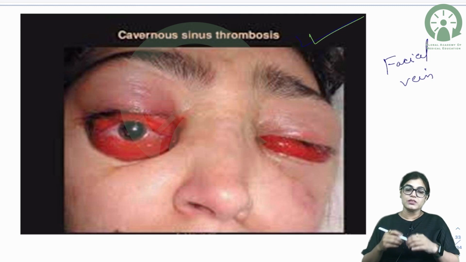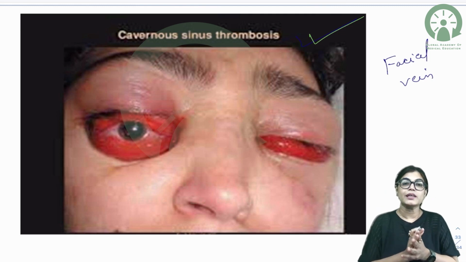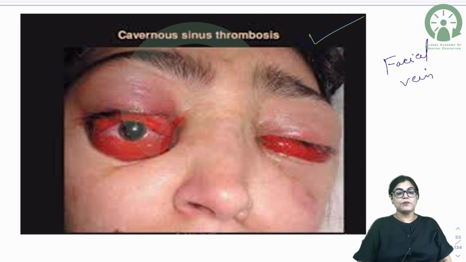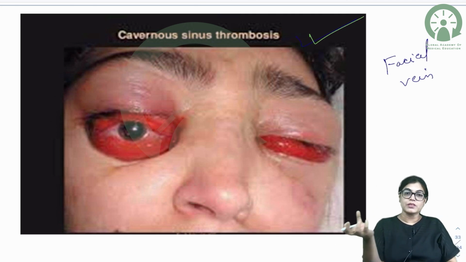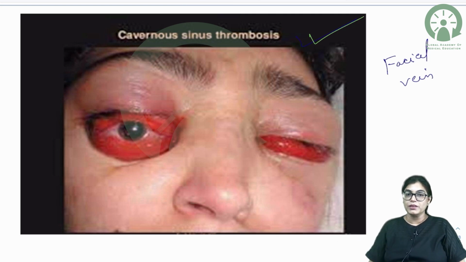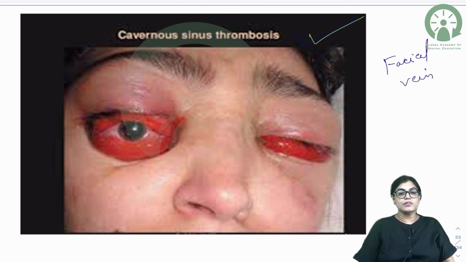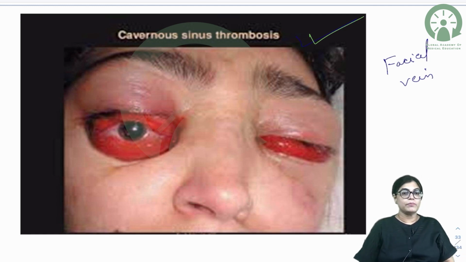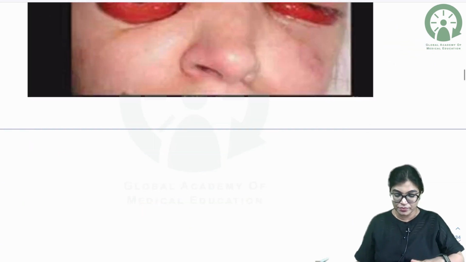Cavernous sinus thrombosis is a very grave condition. You can see the person will have pulsatile exophthalmos of the eyeball. The eyeball is protruding outside, and bruits and murmurs can be heard because of pulsations. And also there will be ophthalmoplegia because all the nerves supplying the extraocular muscles have been paralyzed.